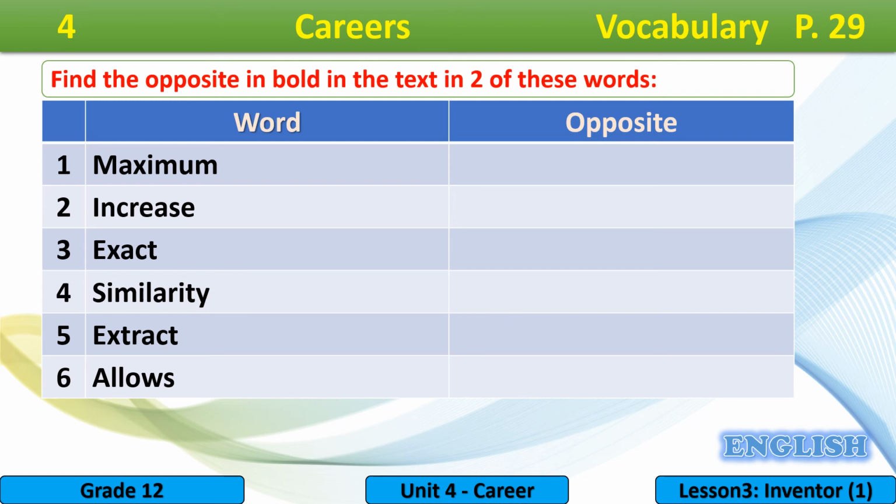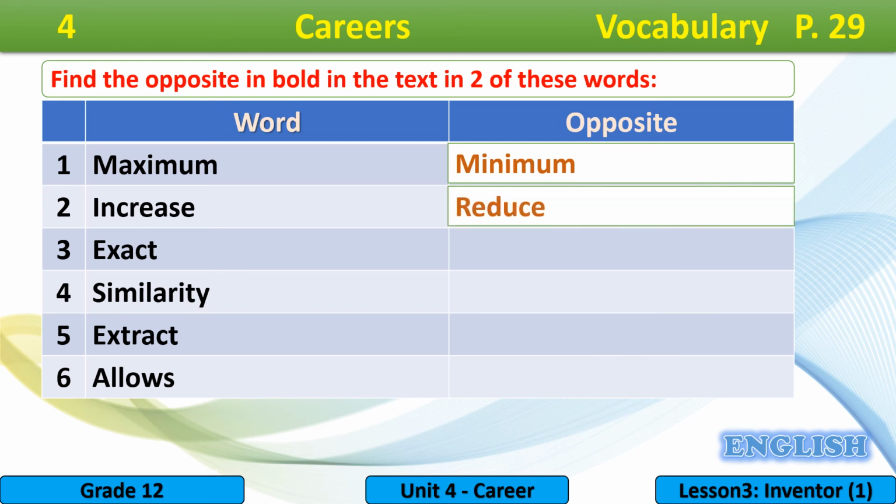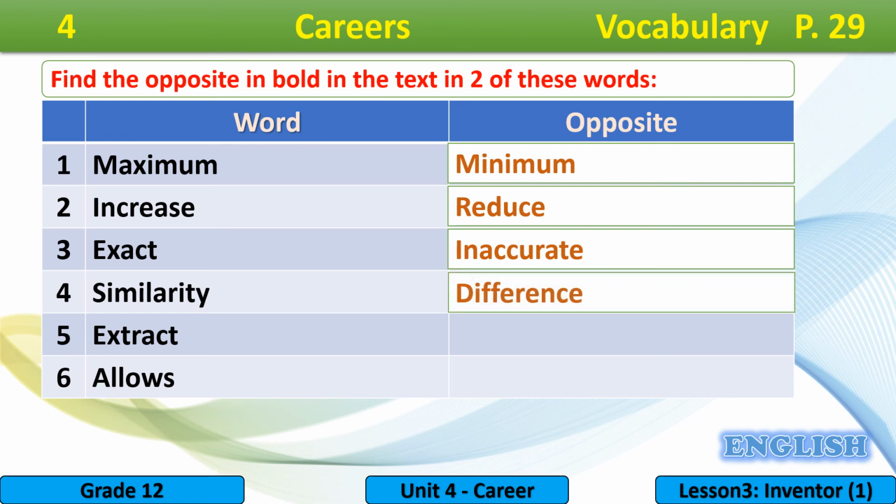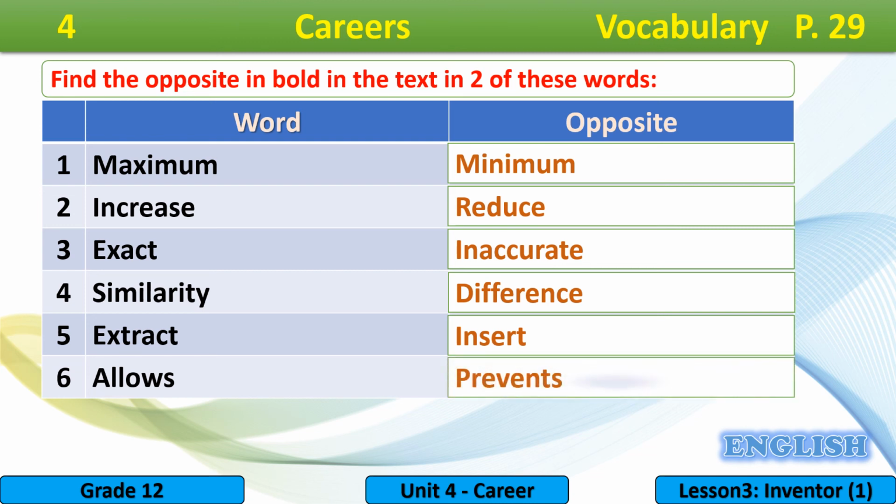Let's start now with number 1. The opposite of the word maximum is minimum. Number 2, the opposite of the word increase is reduce. Number 3, the opposite of the word exact is inaccurate. Number 4, the opposite of similarity, difference. Number 5, the opposite of extract is insert. And the last one, the opposite of allows is prevents. Excellent.